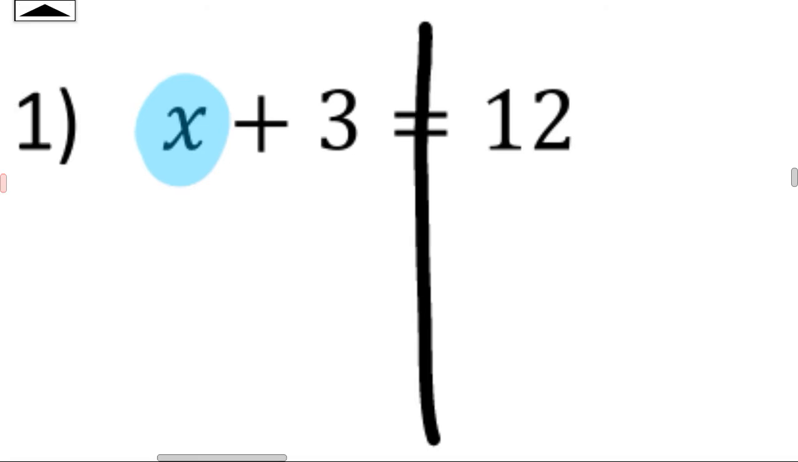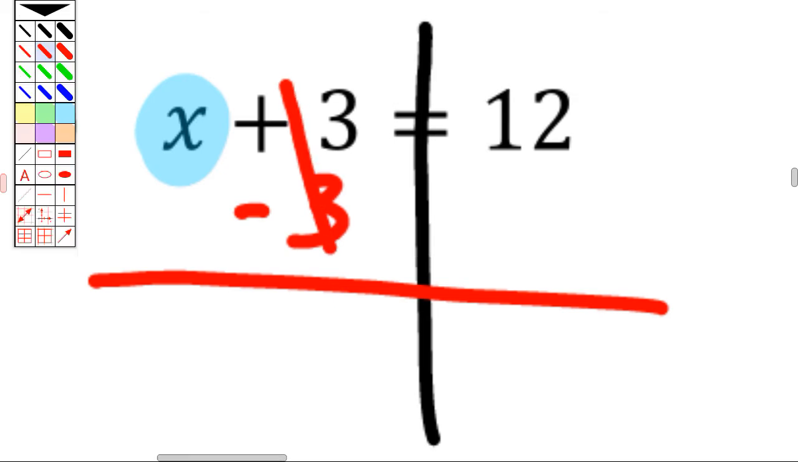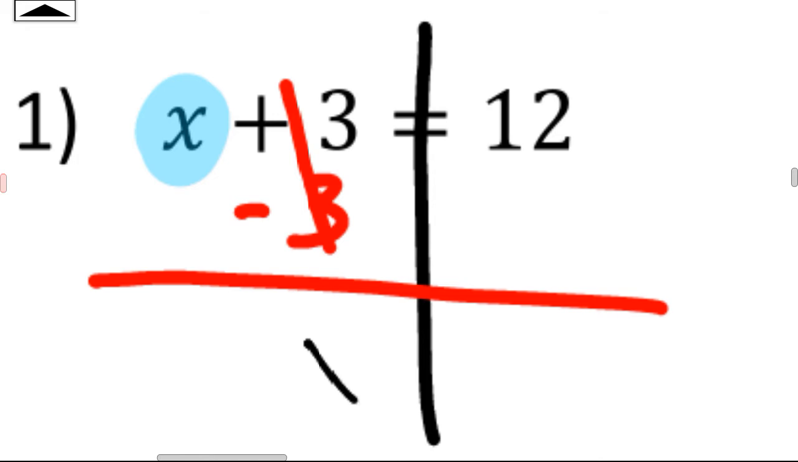That positive 3. So I always say do the opposite of what you see. This is a positive 3. What's the opposite of a positive 3? Negative 3. Now why would we do that? Because what is 3 minus 3? It makes 0. And what's left over on the left side? X. So just by doing the opposite.